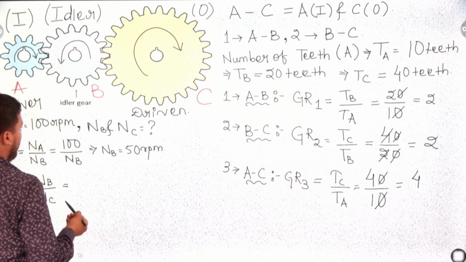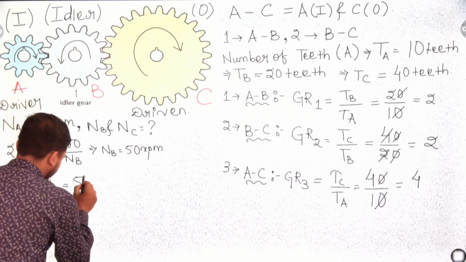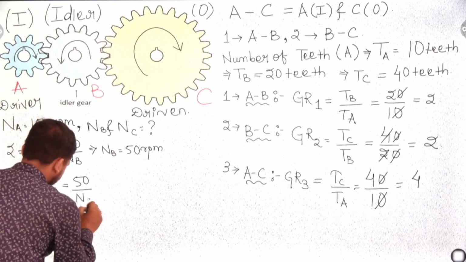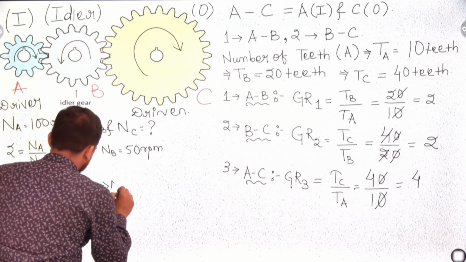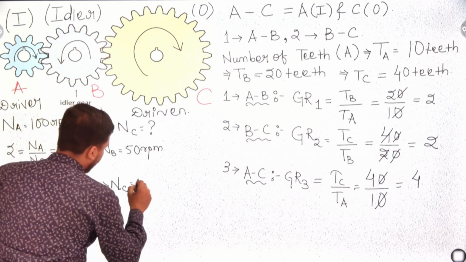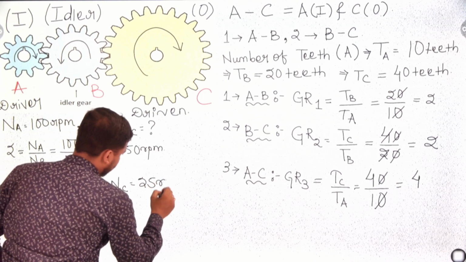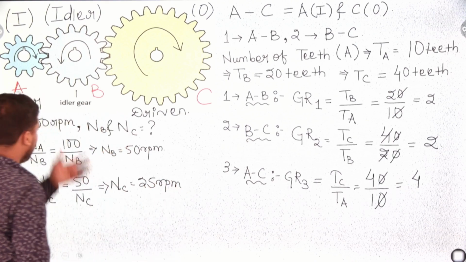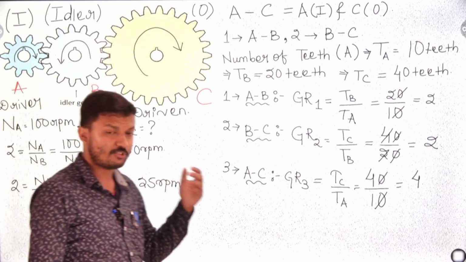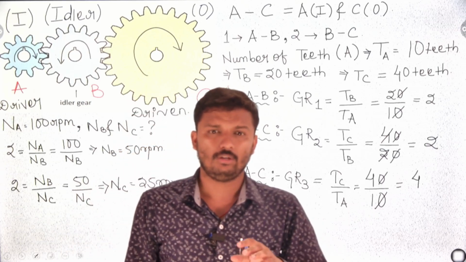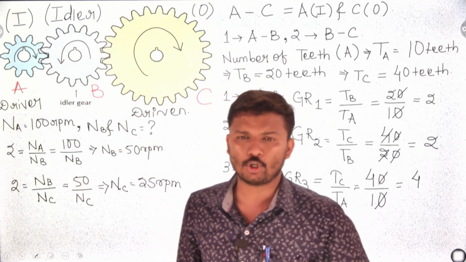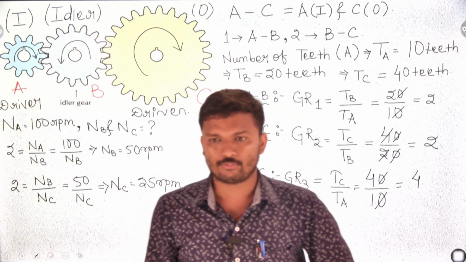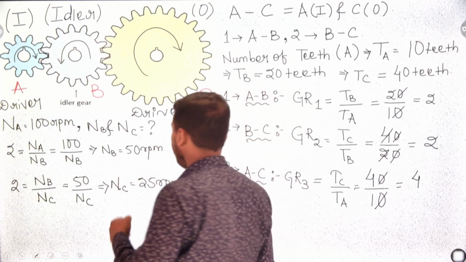We already know this formula. For NB, we are getting 50 RPM. Now we are going to see NC, that is 25 RPM. In a similar way we are going to get the speed, and in the same way we are also going to get the torque value.